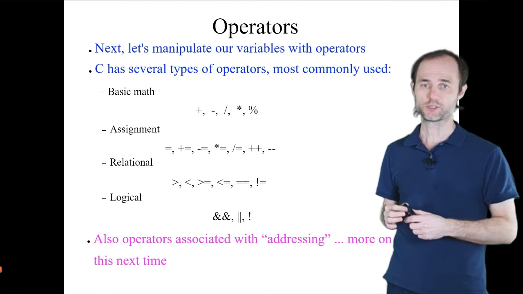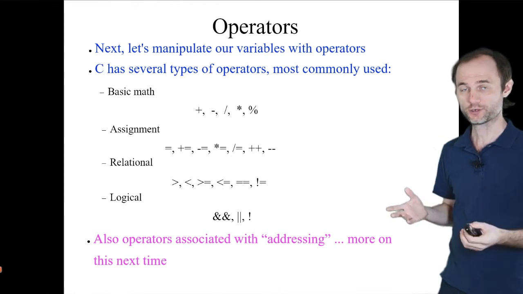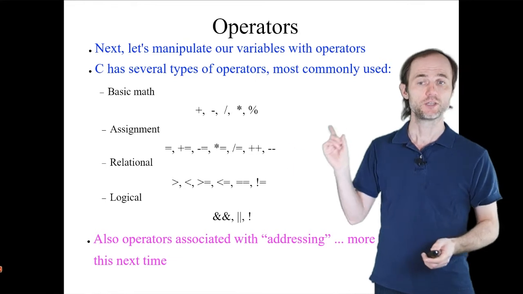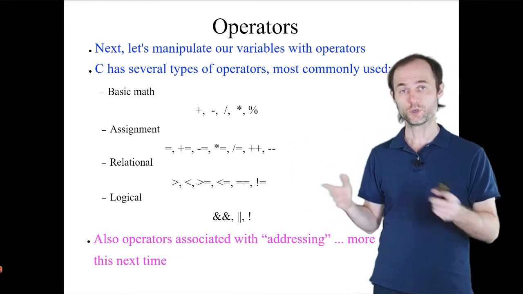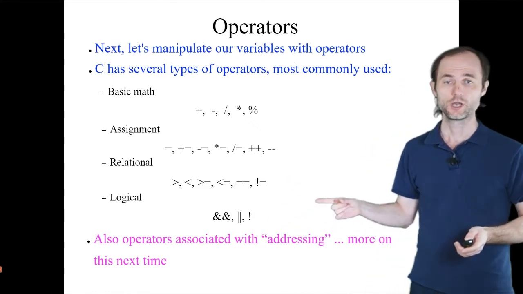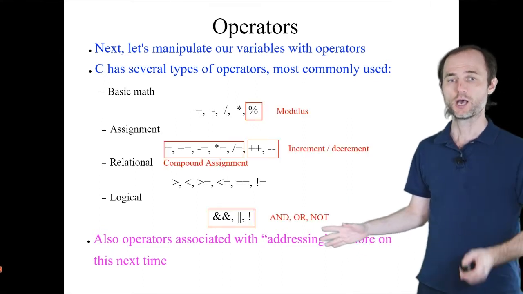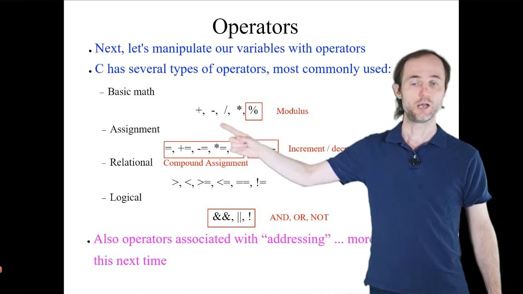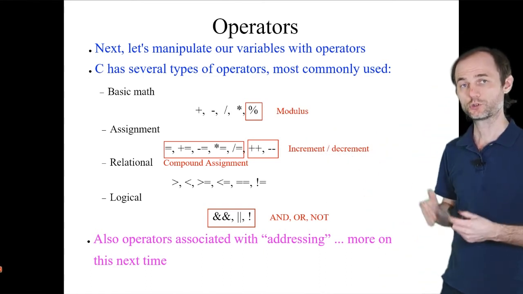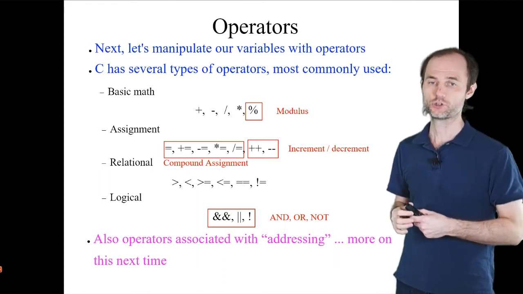We will not go into the details right now. But let's now talk about the operators that allow us to operate on the variables. So there is basic math, there are assignments, there are relational operators, which one is greater, which one is smaller, and the logical operators. There are more operators associated with addresses. We will touch upon them later. These are pretty clear: plus, minus, division, multiplication. This one is modulus. So 5 modulus 2 will give you 1. It's the remainder of the integer division.